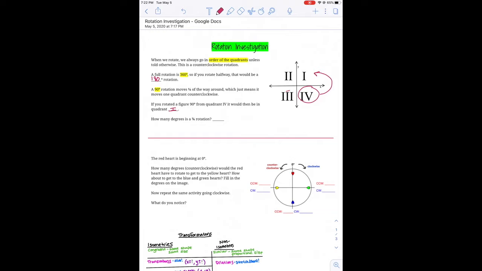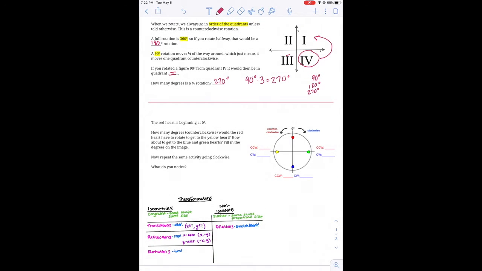How many degrees is in a 3/4 rotation? Well, if 1/4 is 90 degrees, multiply that by 3, that would be a 270 degree rotation. So the 3 rotations we often talk about then would be 90 degrees, 180 degrees, and 270 degrees. We don't really talk about 360 degrees because that's just going back to where you started. That's the same as rotating 0 degrees. So we usually talk about those 3.